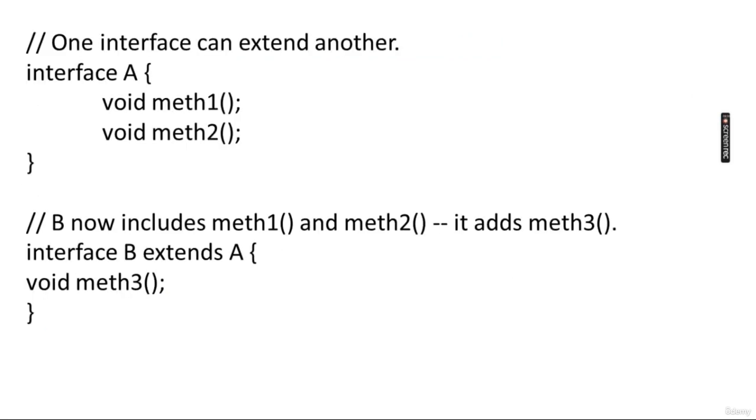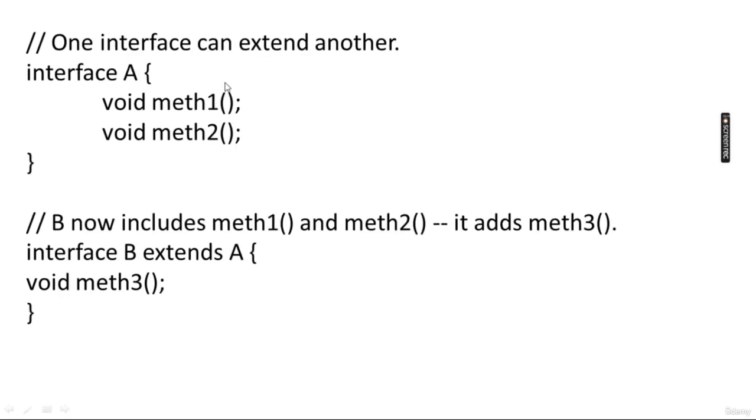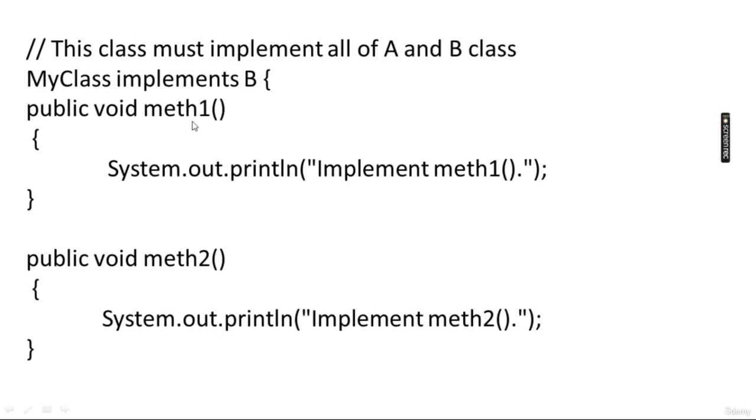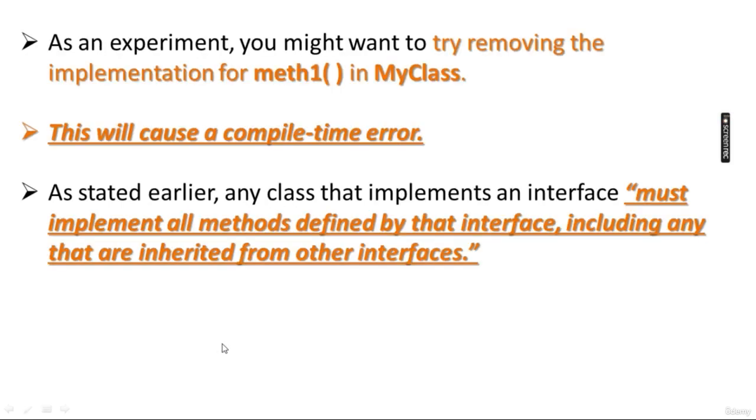Now we will see the example. Interface A has void method 1 and method 2. Two methods are there. Interface B extends A and adds method 3, and MyClass implements B. So MyClass must implement this method as well as these two methods. So method 1 is implemented, method 2 is implemented, method 3 is implemented. So object dot method 1, method 2, and method 3.